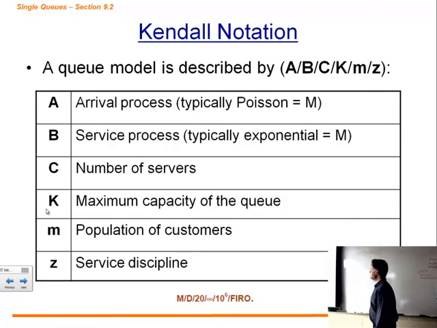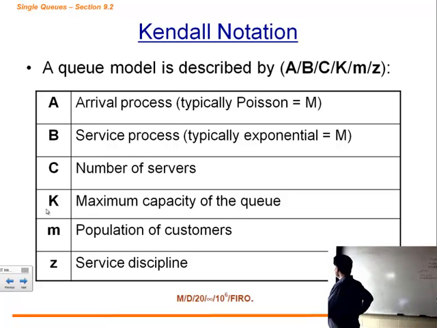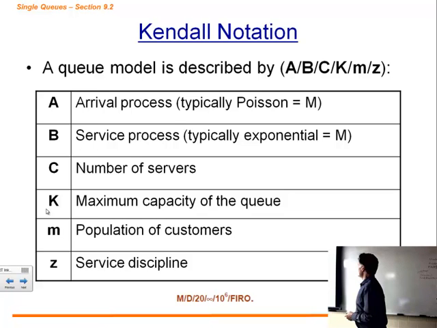All right, so to describe these various combinations, we have Kendall notation. Kendall notation describes the mostly qualitative aspects. A queue model is described by a series of letters or numbers separated by forward slashes. The first letter indicates the arrival process, and this is typically a Poisson process.